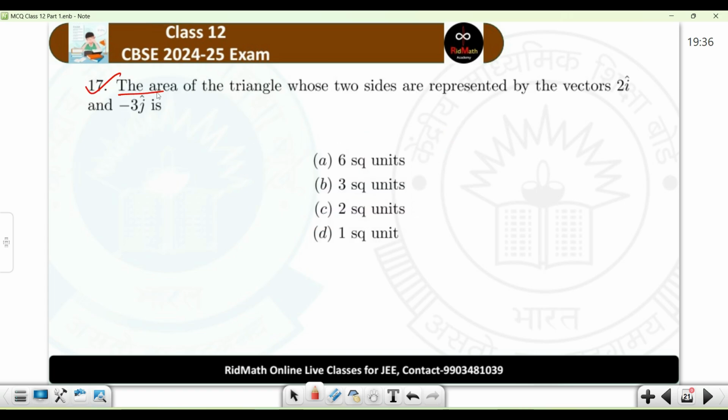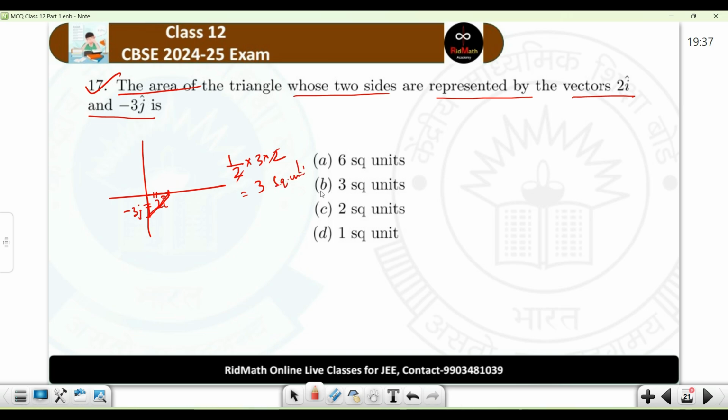Next problem 17. The area of the triangle whose two sides are represented by the vectors 2i and minus 3j is. So this is the 2i vector, suppose, and this is the minus 3j vector. Okay, so what is the area of this triangle? This is 3 units and this is 2 units. That means 1 by 2 into 3 into 2, that means 3 square units. So the answer would be B, 3 square units. Next problem.